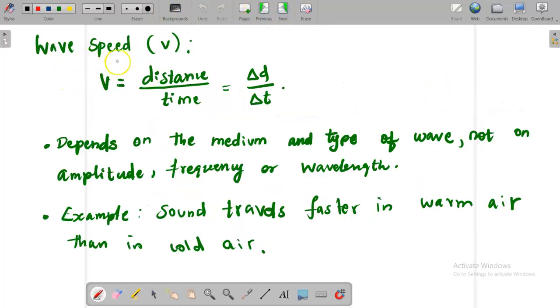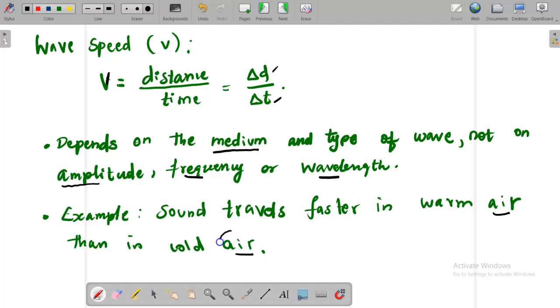Wave speed, same as the normal speed formula, distance by time, delta d by delta t, change in distance over change in time. The wave speed depends on the medium. It does not depend on the amplitude, frequency, or wavelength. Example, sound travels faster in warm air than in cold air. It depends on the medium, not on the amplitude, frequency, or wavelength.